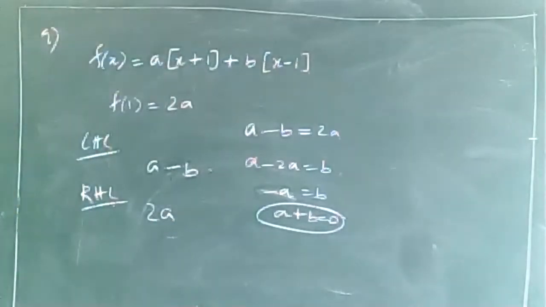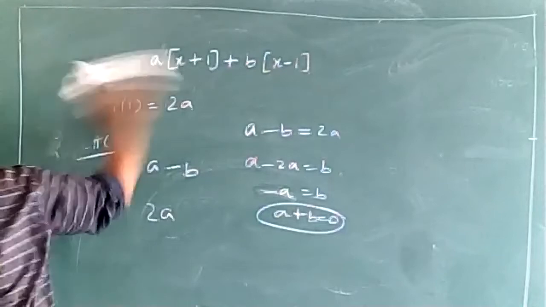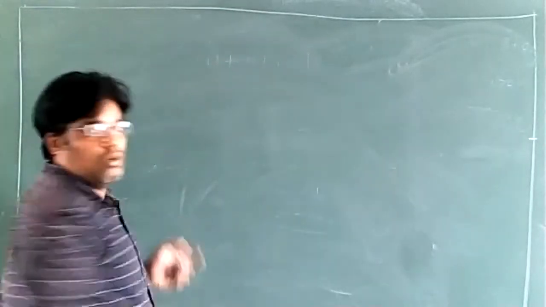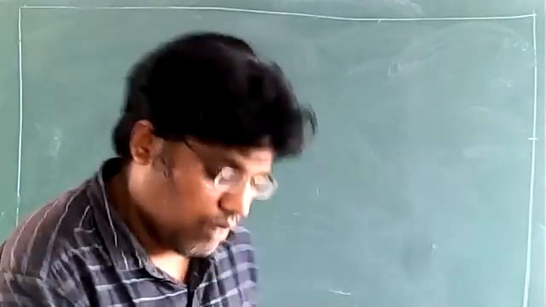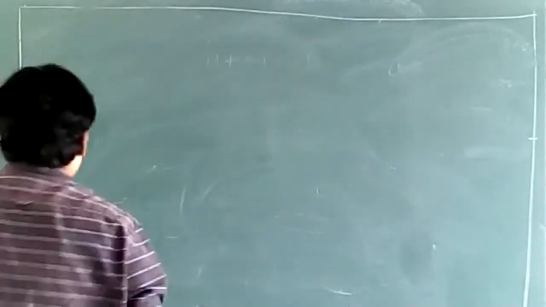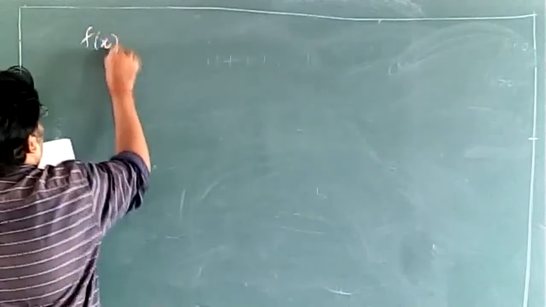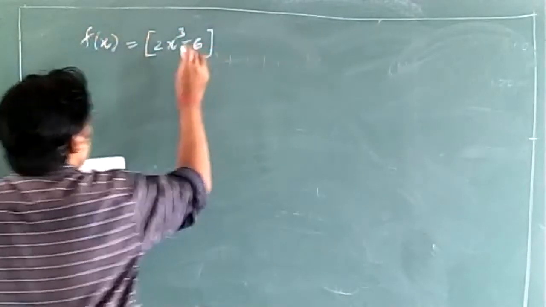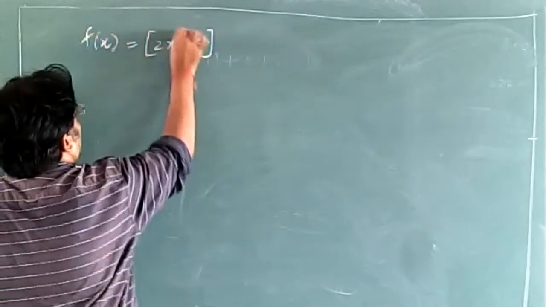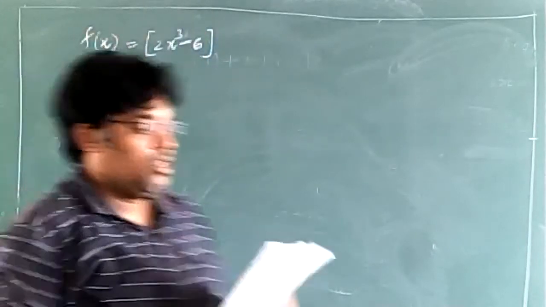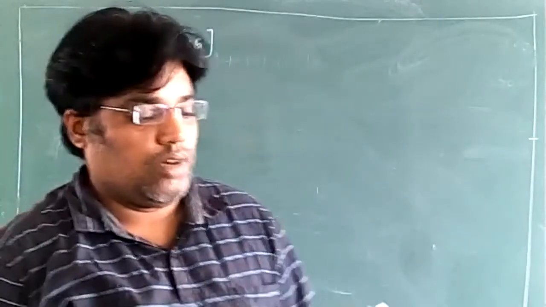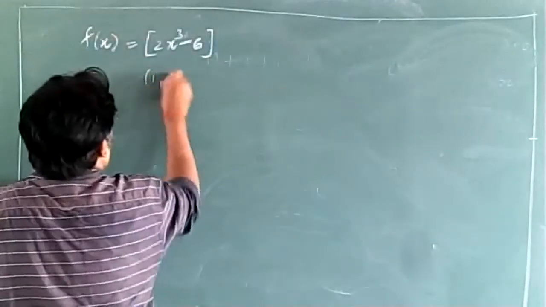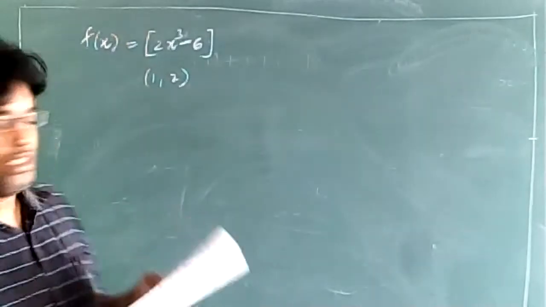In the interval specified, what should we do? When step functions are given and intervals are specified, how do you have to solve? Let me explain that. f of x is equal to step function of 2x cube minus 6, where step x is the greatest integer less than or equal to x. Then the number of points in 1 comma 2 where f is discontinuous.